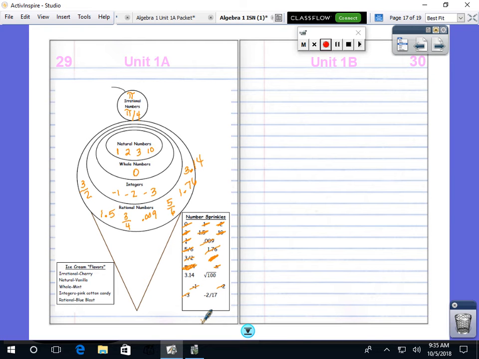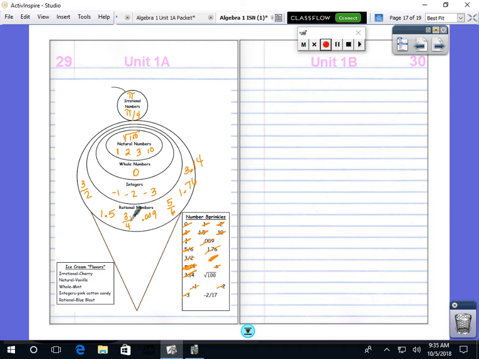Does that make sense? Okay, what is the square root of 100? 10. So that's a natural number, right? Now remember, natural numbers are also whole numbers. Whole numbers are also integers.